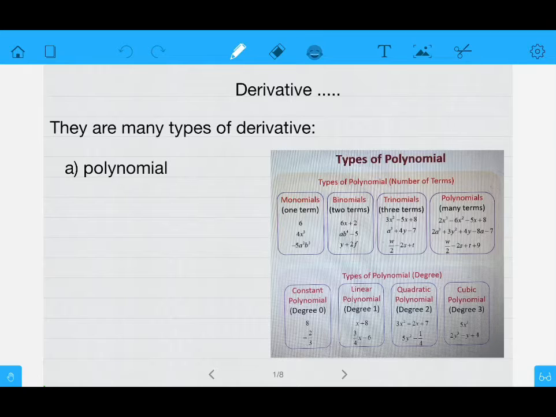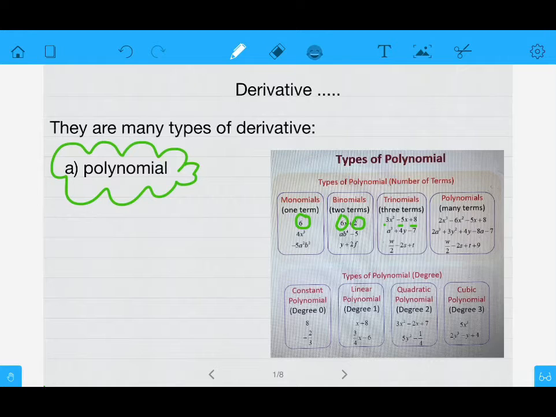Okay, first we have polynomial. What is the meaning of polynomial here? For the polynomial, we have two types for the number of terms. Here we have one term. Here we have two terms. Here we have three terms: 1, 2, 3. Why do I say three terms? Because each plus and minus we say one term. Here we have many terms: 4, 5.